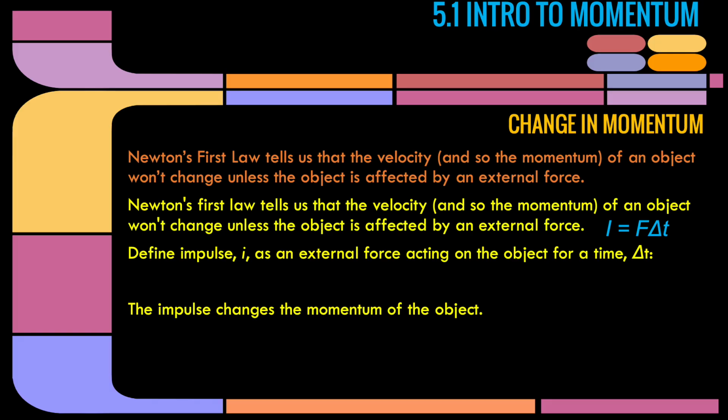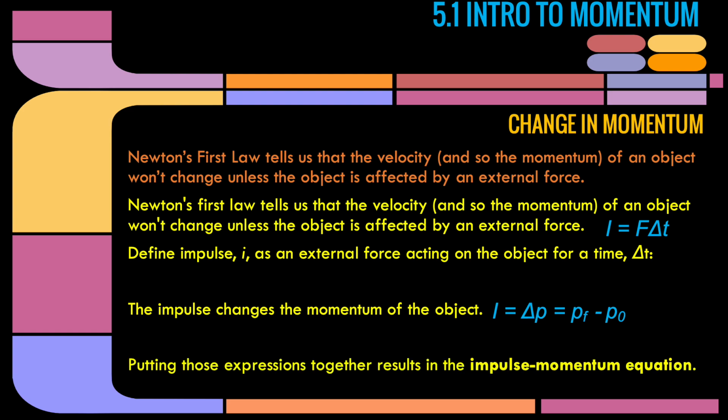So the impulse changes the momentum of the object. So we have I equals delta P, PF minus P naught. So putting those expressions together results in the impulse momentum equation, I equals F delta T, which can be expressed as I equals delta P, PF minus P naught. So depending on what kind of question is asked of us, it changes what order those things go in. So that's just kind of nice to be able to use that.